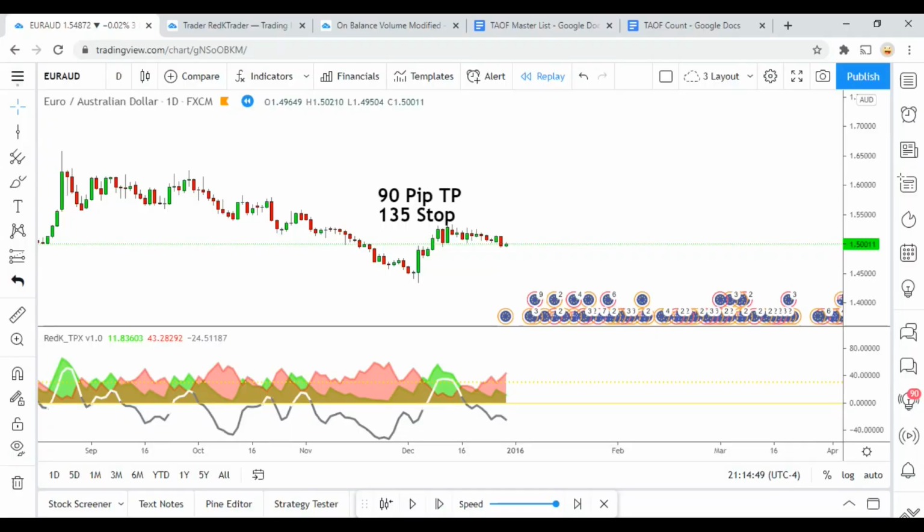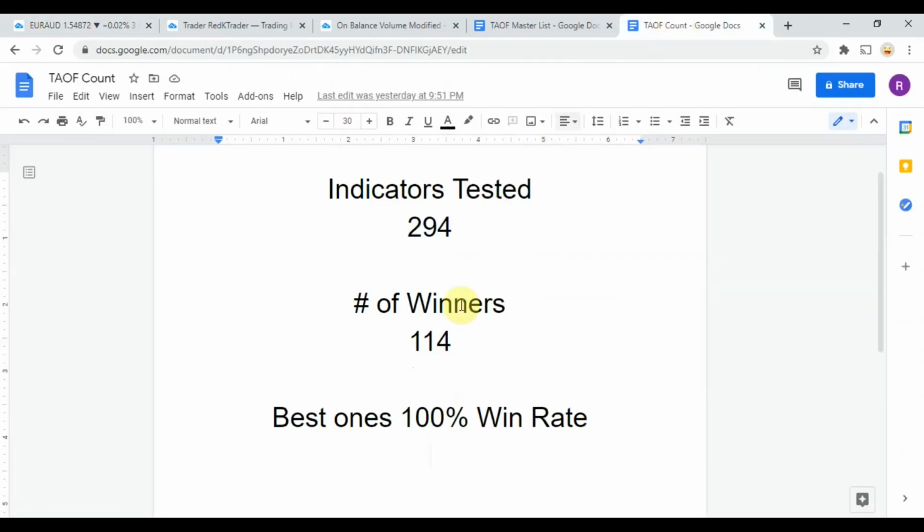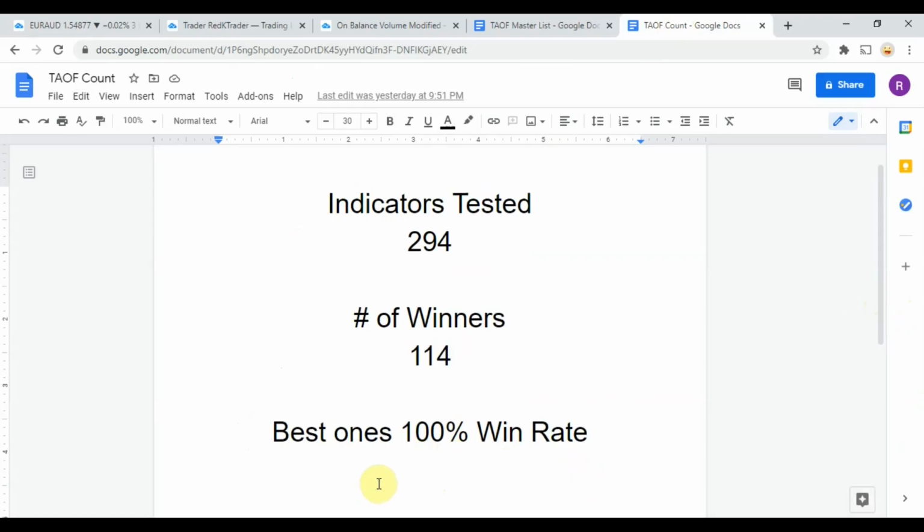Alright, as I said, today we will be testing the RedK Trader Pressure Index. Before we do though, I wanted to put the indicator scoreboard up for everyone to see. So to date, we have tested 294 indicators, and out of those 294 indicators, 114 of them have been winners, which means that they have met or exceeded the 60% win-loss ratio threshold that we have set for them.